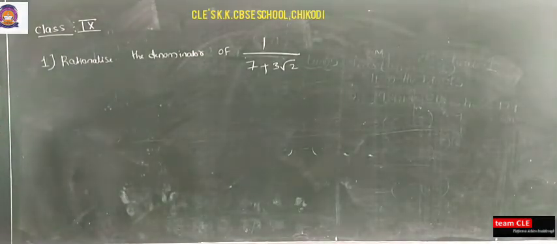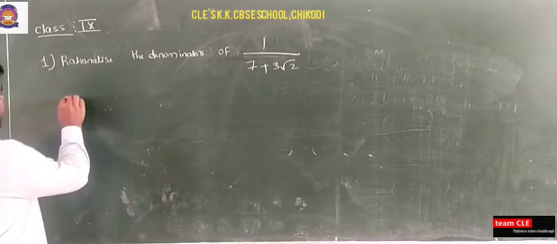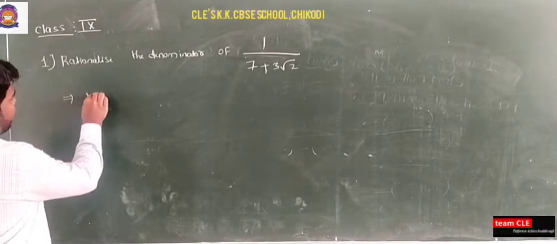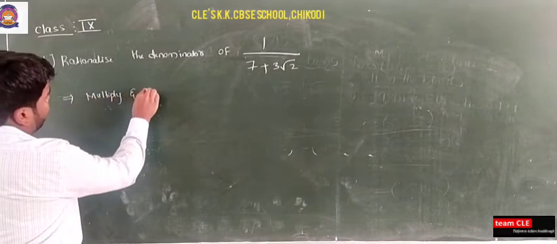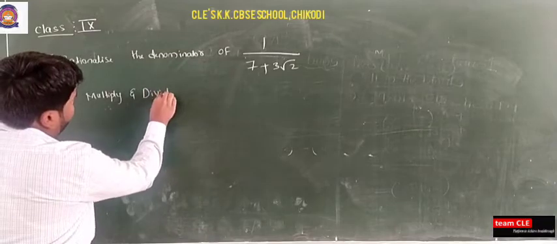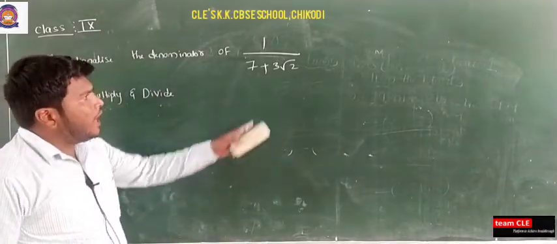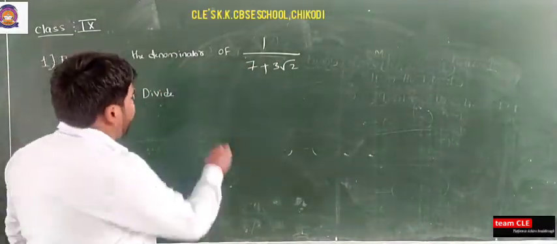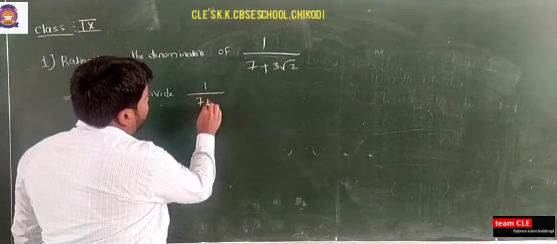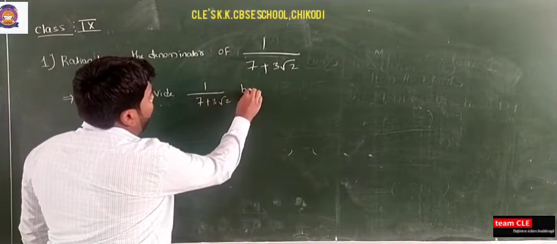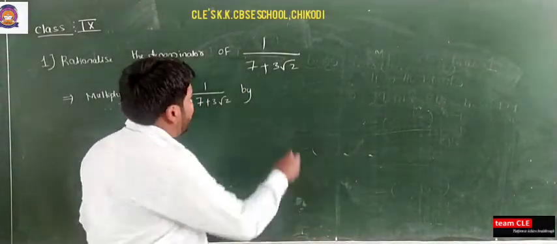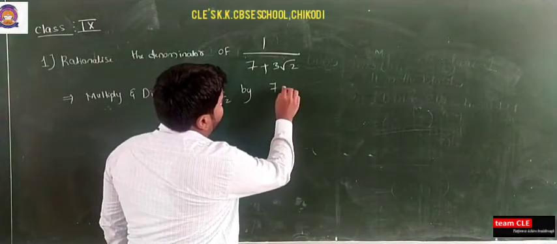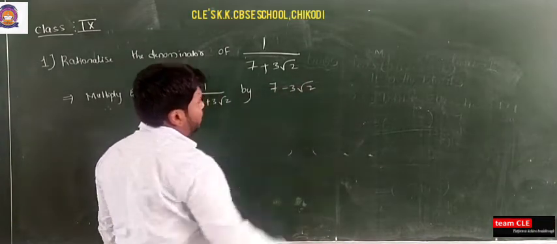Rationalize the denominator of 1 divided by 7 plus 3 root 2. So here, I multiply and divide 1 divided by 7 plus 3 root 2 by 7 minus 3 root 2.